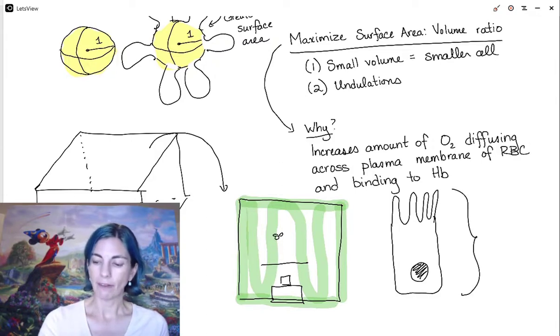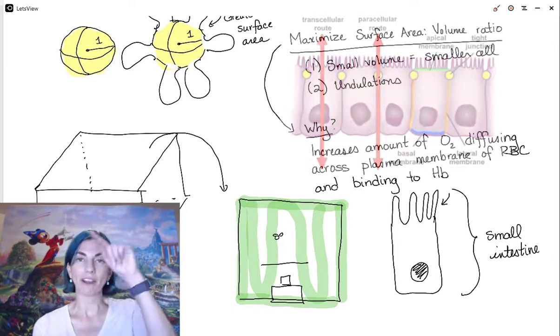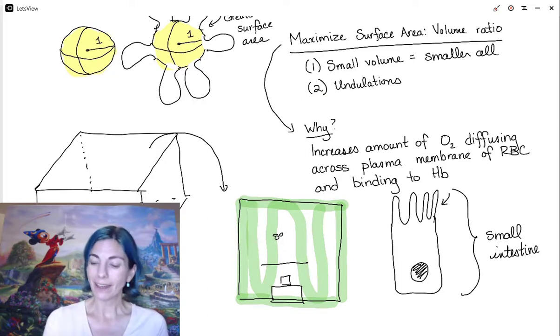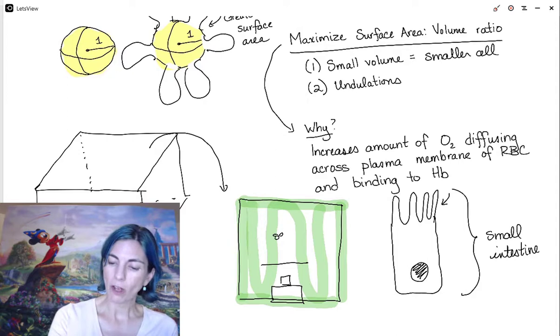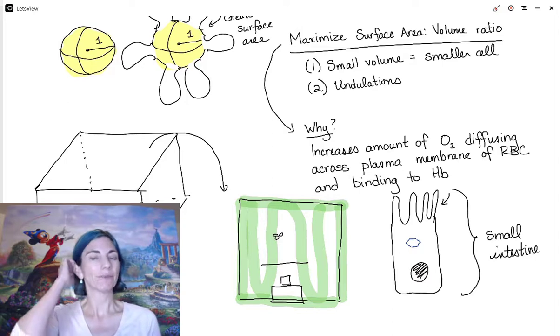This is a cell from the small intestine. And so if you have had anatomy, you will recognize these as microvilli, these little finger-like projections. Their only goal is to increase the surface area so that when you come in contact with glucose or whatever else you want, you are more likely to interact with it and therefore be able to transport it across. So we actually see this theme multiple places in our body. It's not just in red blood cells.